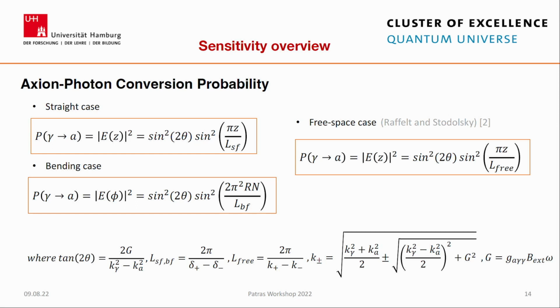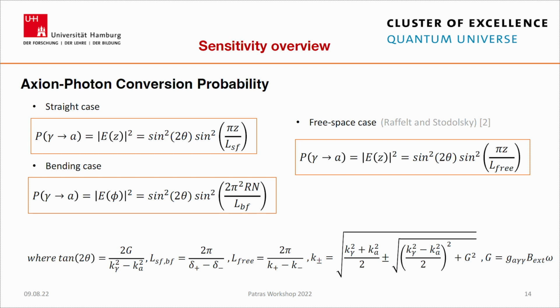Then, assuming a pure axion beam, we can deduce this photon-axion conversion probability formula, which depends first on this amplitude term depending on the mixing angle. This mixing angle can be estimated from the non-diagonal terms of the diagonalization of the aforementioned mixing matrix.